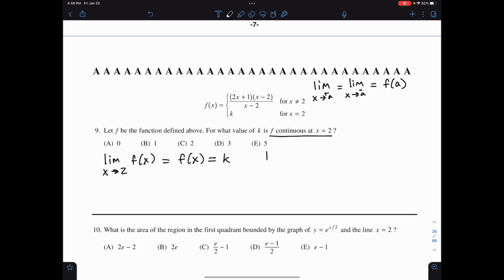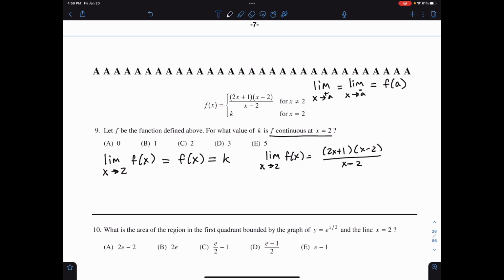So the limit as x approaches 2 of f of x, you plug in the equation. So here it's (2x plus 1)(x minus 2) all over x minus 2. And the reason we use this equation here for the limit is because as we're approaching x equals 2, we're not at x equals 2. So we need to use this equation.